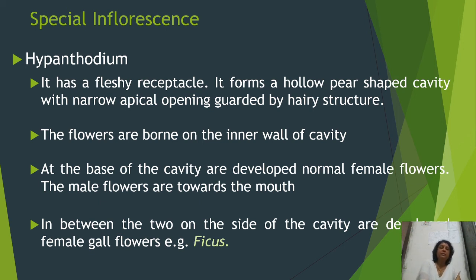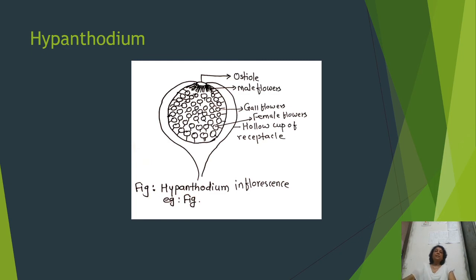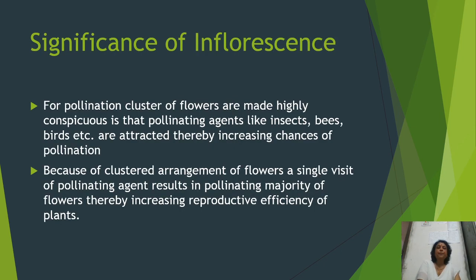Example, Ficus. It is the diagrammatic figure which shows the presence of an opening at the tip, that is known as the ostiole, and surrounding the ostiole there are a number of male flowers which show the hairy appearance. Then gall flowers, which are in between the female flowers and the male flowers, and the large sized female flowers are present at the lower side of the receptacle.